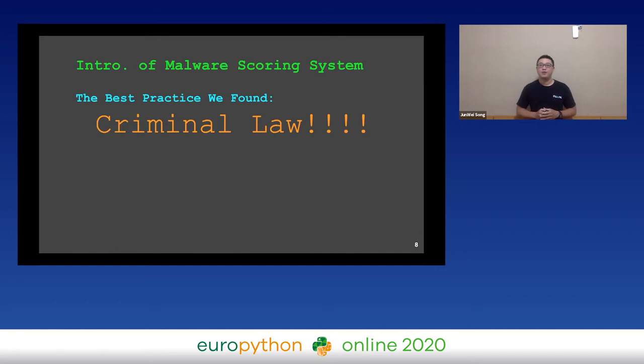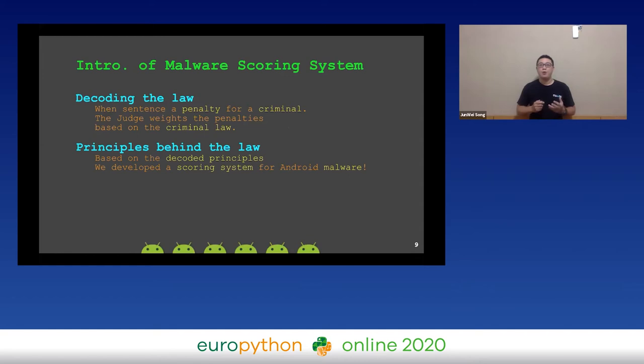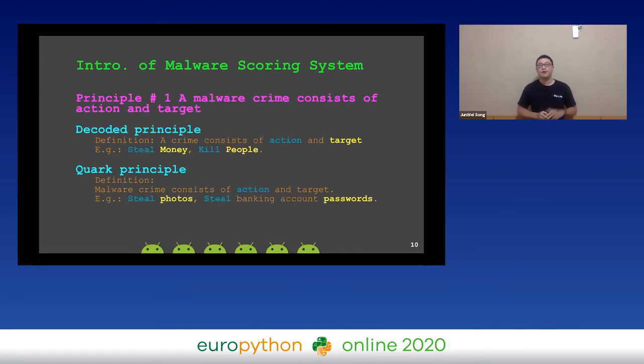Yes, the best practice we found is the criminal law. So, when sentencing a penalty for a criminal, the judge weighs the penalties based on the criminal law. And after decoding the law, we found principles behind it, and we developed a scoring system for Android malware. There are only 8 principles decoded from the criminal law, and I'll go through them in the following slides.